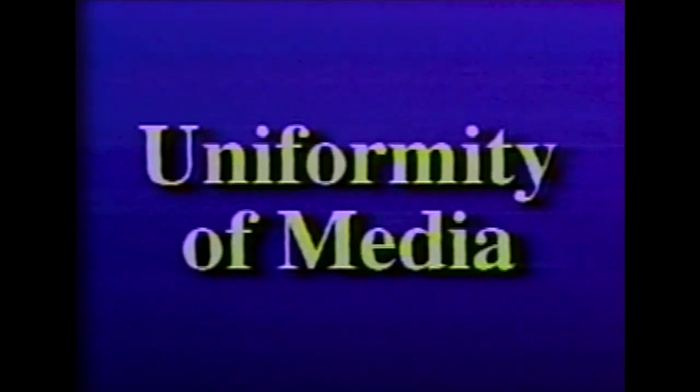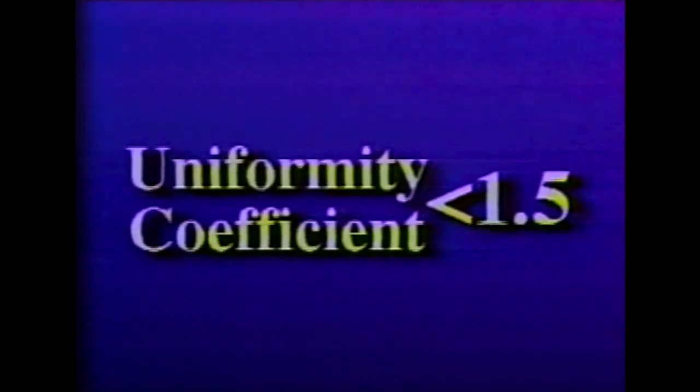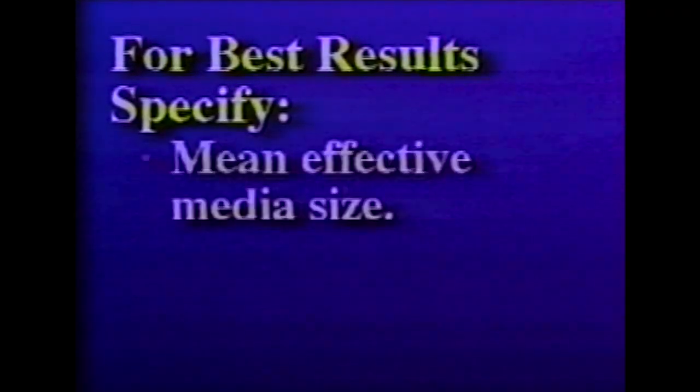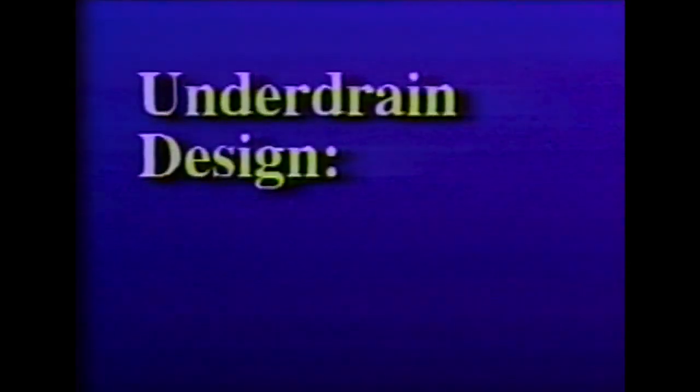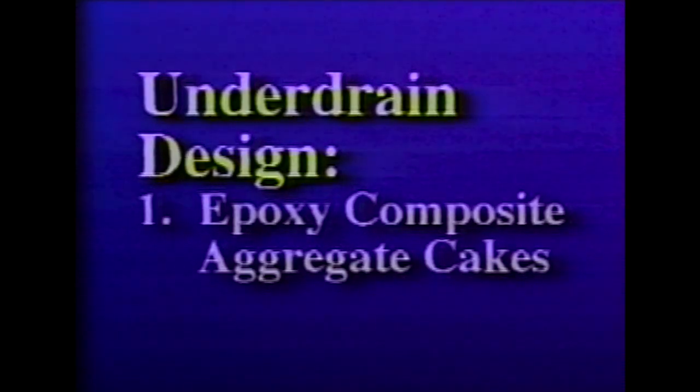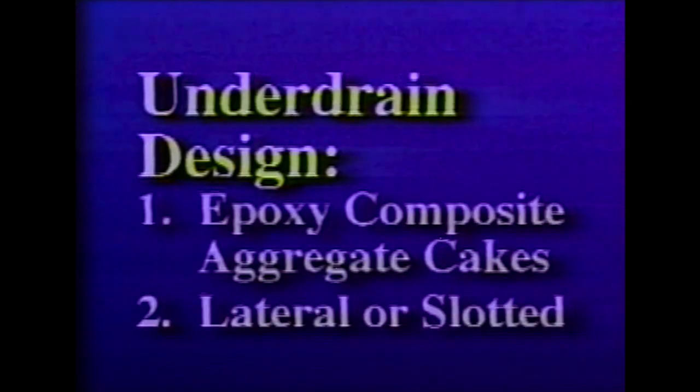A second consideration is the uniformity of the media. A good media uniformity coefficient is less than 1.5. For best results, one should specify the mean effective media size and a uniformity coefficient less than 1.5. Manufacturers have two primary underdrain designs: epoxy composite aggregate cakes and lateral or slotted underdrains. Within each design are various shaped materials and sizes.